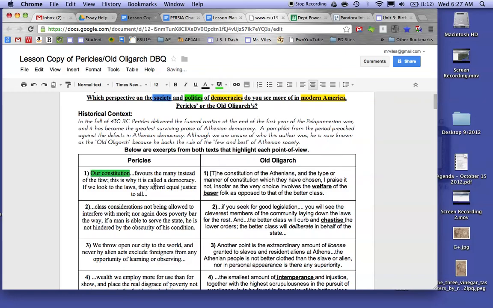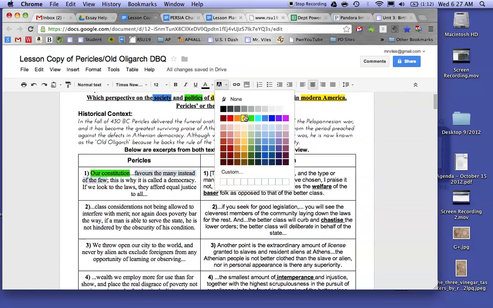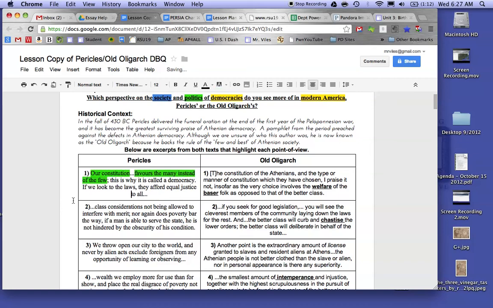And what is he saying about the Constitution? He says it favors the many instead of the few. Well, I'm going to color that green too. And now what I have, our Constitution favors the many instead of the few, that is his view on politics. And what does he mean by that? I have to do some thinking right now. He's comparing that to an aristocracy, a constitution that favors the few, the best. He's saying ours doesn't favor the few or the best, doesn't favor the richest. It favors the many, instead of the few.